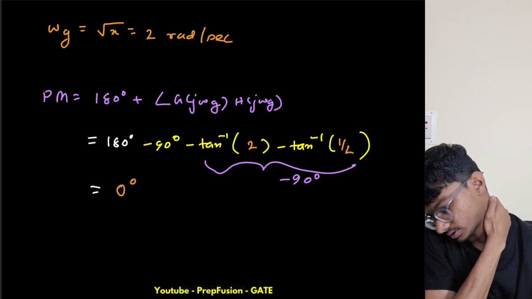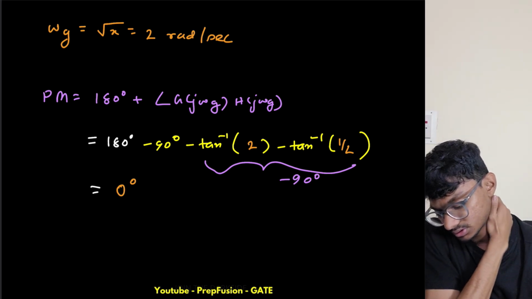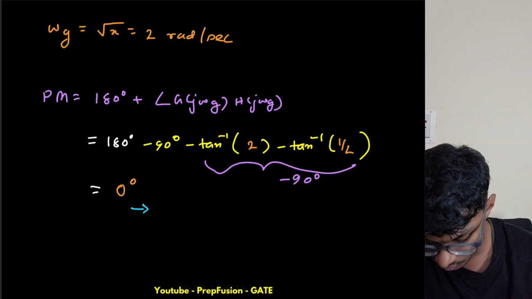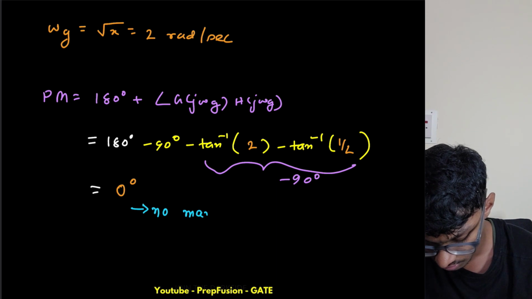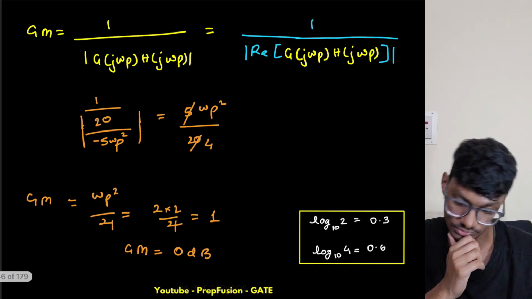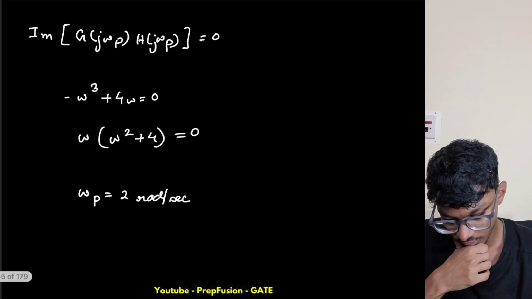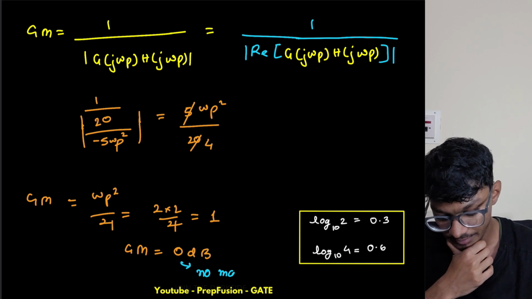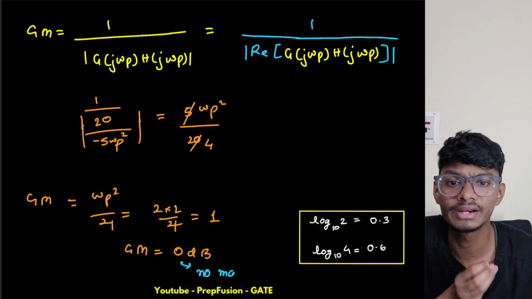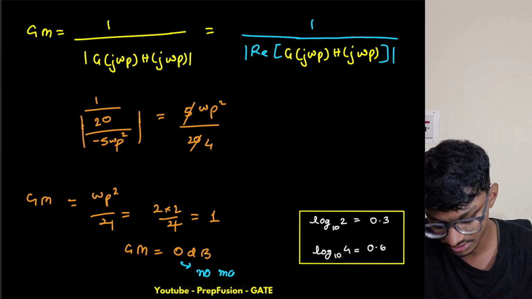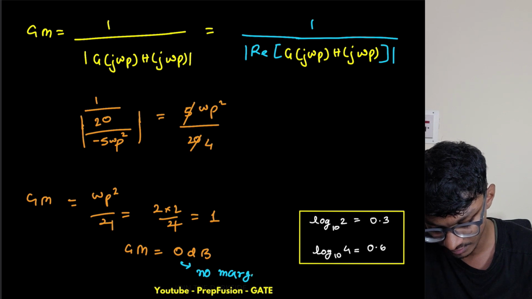So no margin left. If I don't have any margin left here also, it is 0 dB, right? Basically, if it is unity, I don't need to multiply anything. Simply, it is already at that point. Okay, no margin left, or 0 dB, represents that I don't have to add any dBs to it.